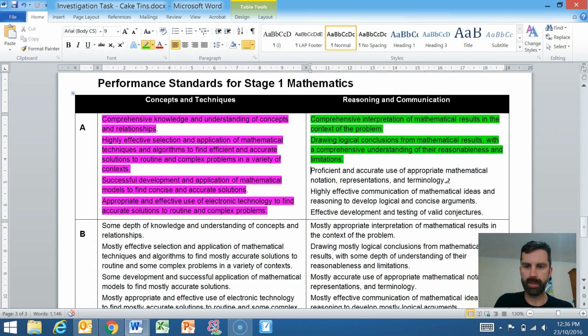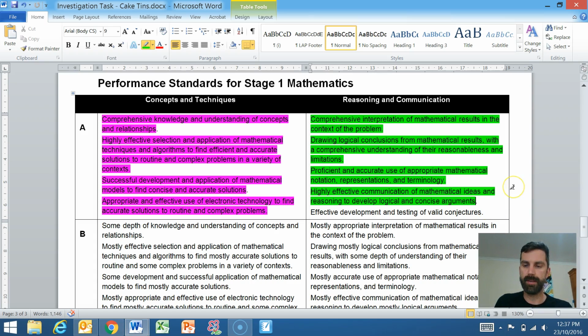This next criteria is about how you use your mathematical notation, representations, and terminology. So this is about using accurate notation when you're showing me your working out, but it's also about when you're talking about your results using correct mathematical language to describe them, okay? The next one here, highly effective communication of mathematical ideas and reasoning to develop logical and concise arguments.